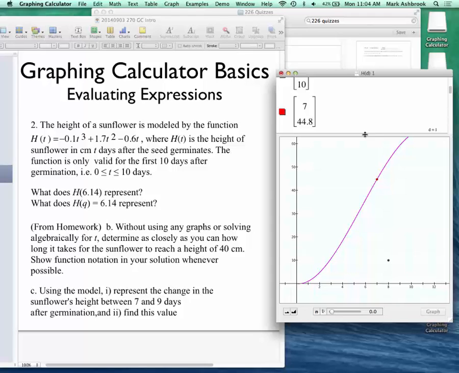But is that red point a point on the graph or not? Well, I already told you it's not. Majority doesn't rule in this class, okay? You all thought it did. It doesn't. Why not? How about one of you guys in the back? 7, 44.8. Is that a point on the graph?